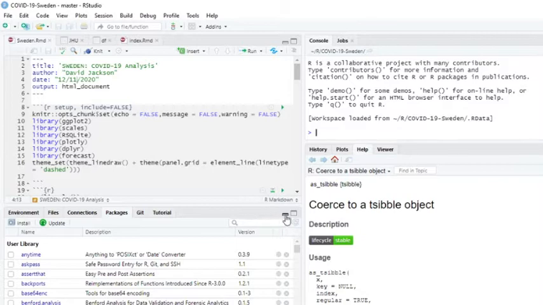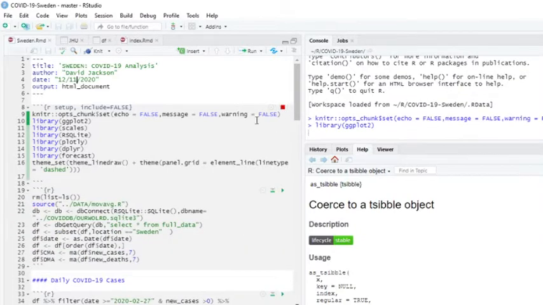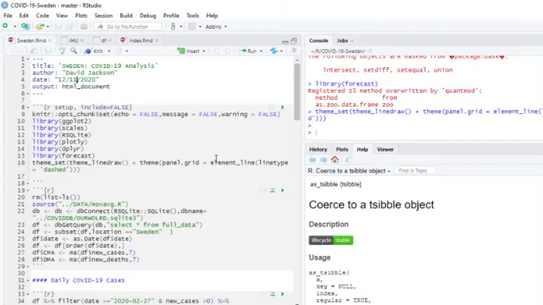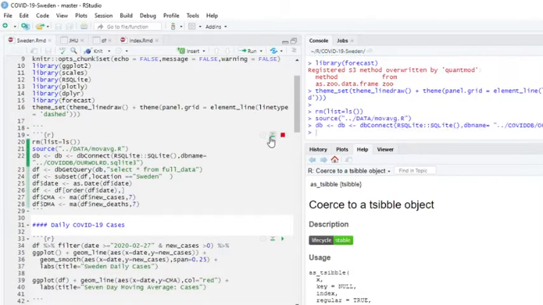So let's go and run this report and see exactly what we got in Sweden right now. So let's load our libraries.